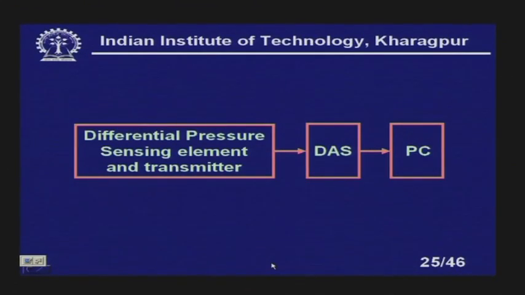You see the differential pressure sensing element and transmitter, data acquisition systems, and PC. Please note that this differential pressure transmitter should be an assembly installed on the pipe itself, just outside the pipe, and it should give you 4 to 20 milliampere of current, which will go to the computer, where the data acquisition card is. That will be converted to the voltage domain and used for further processing after conversion to the digital domain. This 4 to 20 milliampere of current is obviously an analog current, right.